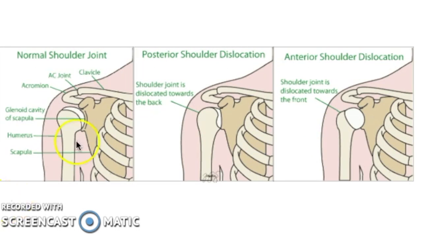In this first picture here, we can see how a normal shoulder joint would look like. The head of the humerus is perfectly placed in the glenoid cavity of the scapula. However, in the second picture, we can see posterior shoulder dislocation, in which the shoulder joint is dislocated towards the back. So we can see here that the joint is behind the scapula at the moment. And this third picture shows anterior shoulder dislocation, in which the shoulder joint is dislocated towards the front. So the joint over here is right in front of the scapula.